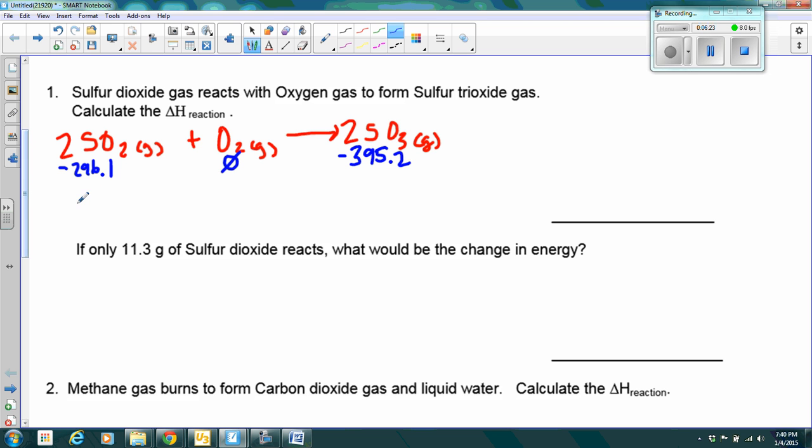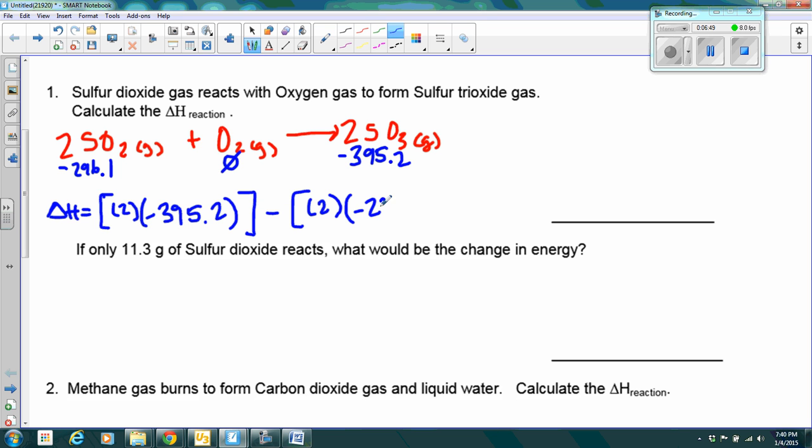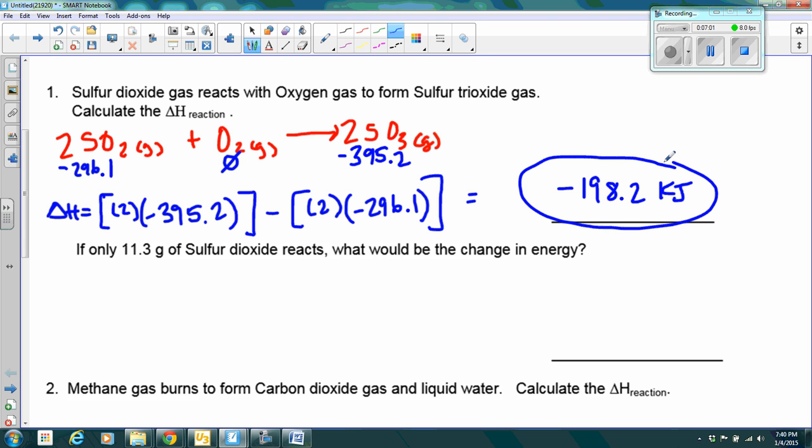So remember, the heat of formation is products minus reactants. So I have to multiply by the magnitude, meaning the number of moles I have of each substance. So I have 2 moles of SO3, so 2 times its heat of formation. And that is all I have on my product side. So I'm going to subtract my reactant side, which again, I have 2 moles of that times its heat of formation, which is releasing energy, and calculate that all out, and I get releasing 198.2 kilojoules of energy.